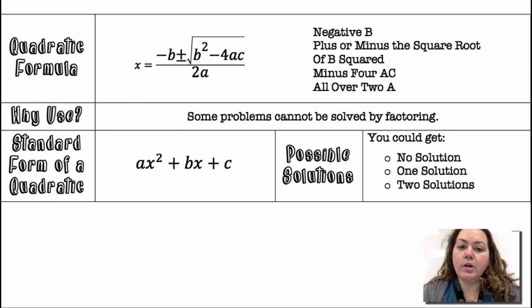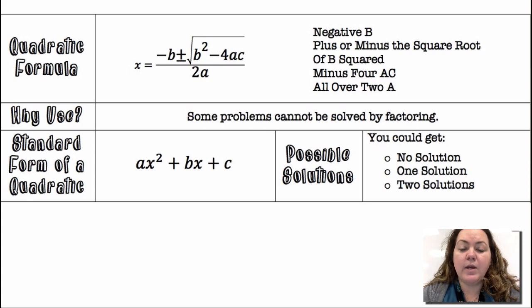All right, so the quadratic formula is x equals negative b plus or minus the square root of b squared minus 4ac all over 2a. The song goes along to like Once Around the Mulberry Bush, if you know it. So why do we use this?